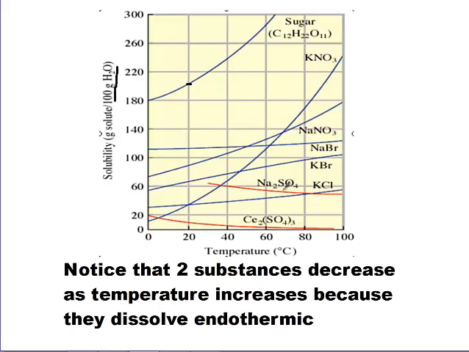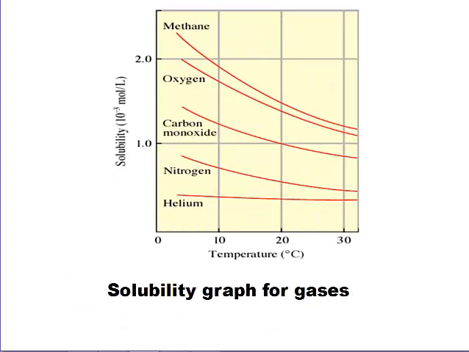There are two substances in red that are actually decreasing in solubility with an increase in temperature. Those substances must be dissolving exothermically, while the other ones are dissolving endothermically. Here's a solubility graph for gases. Notice that they all go down when you increase the temperature.